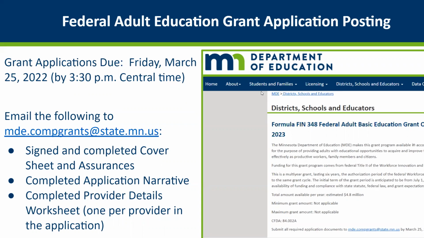We've already shared the posting, but the one important note about the posting is those grant applications are due Friday, March 25th by 3:30 p.m. The grant applications will be submitted via email to mde.compgrants@state.mn.us. What that email needs to include is a signed and completed cover sheet and assurances, a completed application narrative, and a completed provider details worksheet. One completed worksheet per provider in the application.